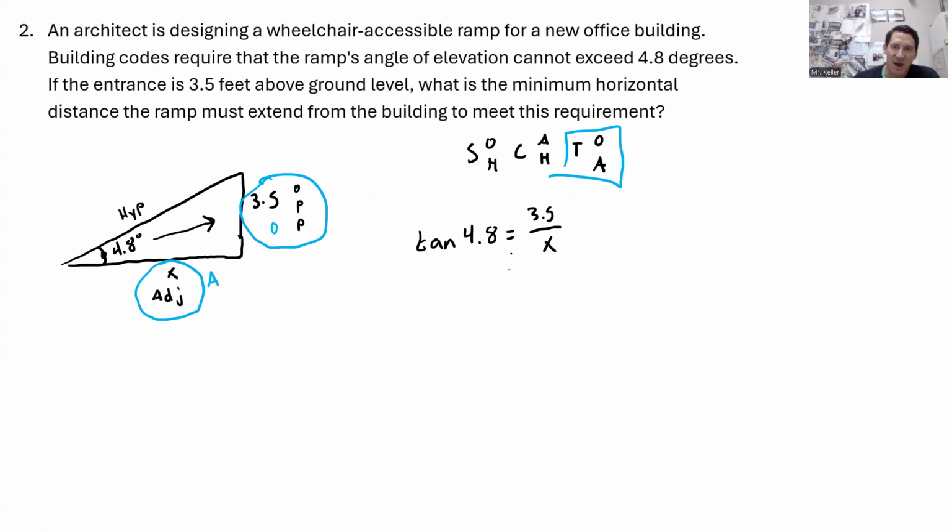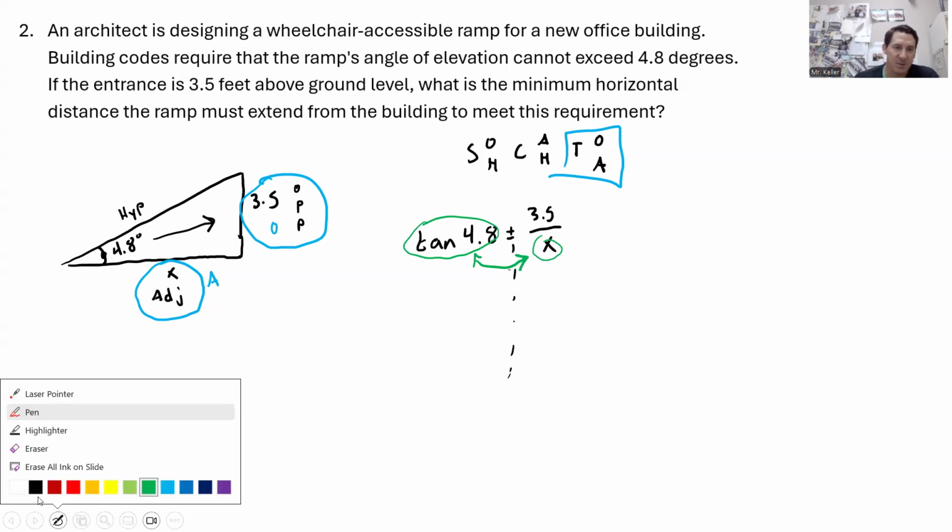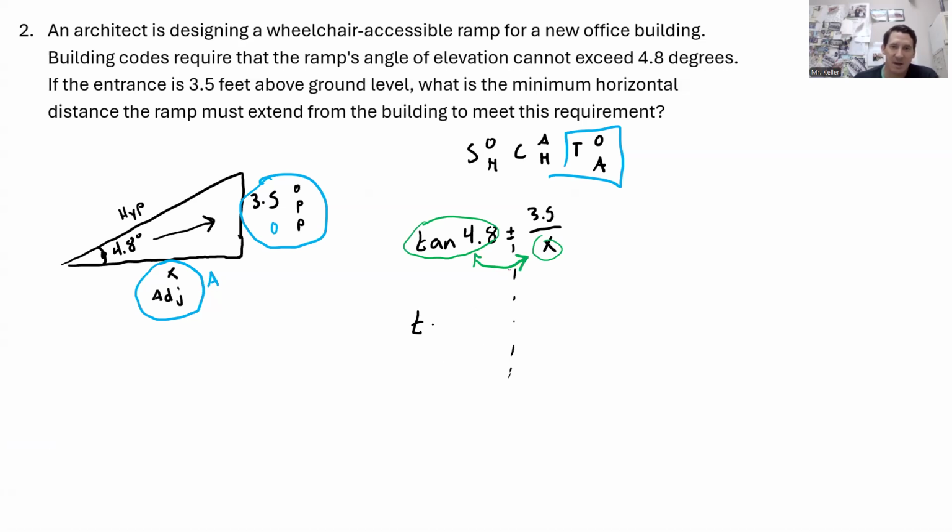So remember when our x is on the bottom, a little shortcut to solving this, instead of multiplying and dividing, what we're going to do is just take our trig function and our x and they just flip-flop sides. And that's what we do when x is on the bottom. So this is going to be tangent of 4.8 is equal, no, see, I said flip-flop sides, but then when I'm doing it, I didn't actually flip-flop when I'm rewriting it. So it's going to be x is equal to 3.5 divided by the tangent of 4.8.